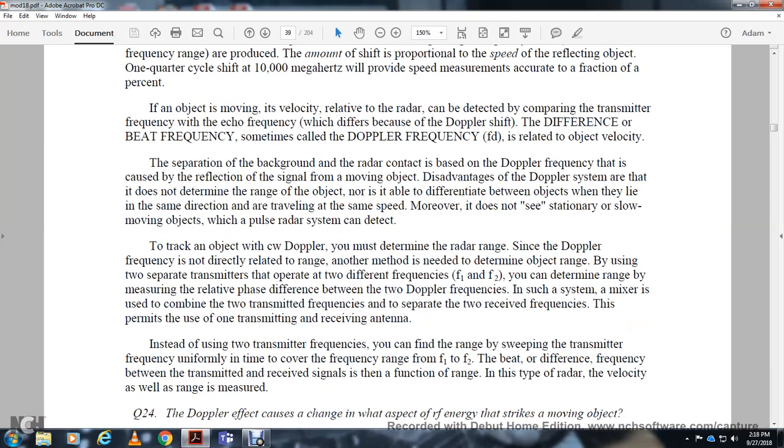To track an object with continuous wave Doppler, you must determine the range, but the Doppler frequency is not directly related to range. Another method to determine the object range uses two separate transmitters with two different frequencies, frequency 1 and frequency 2, and measures range relative to the phase of the difference between the two Doppler frequencies. In such a system, mixers combine the two transmitted frequencies with the two received frequencies. This permits the use of one transmitting and receiving antenna.